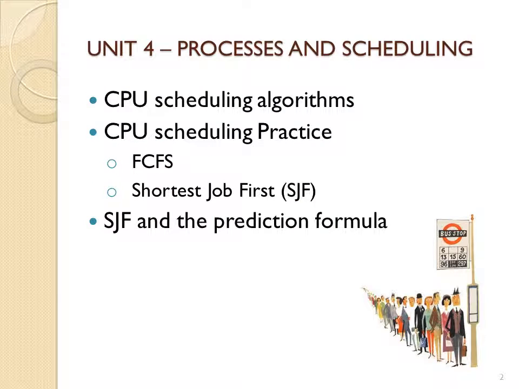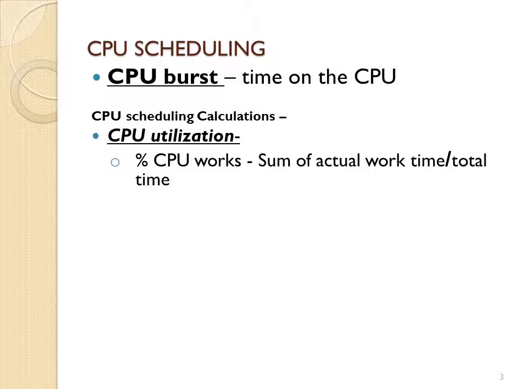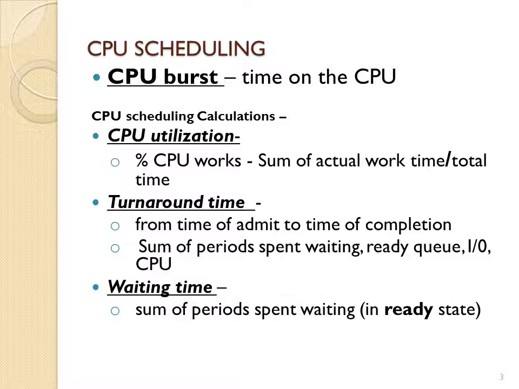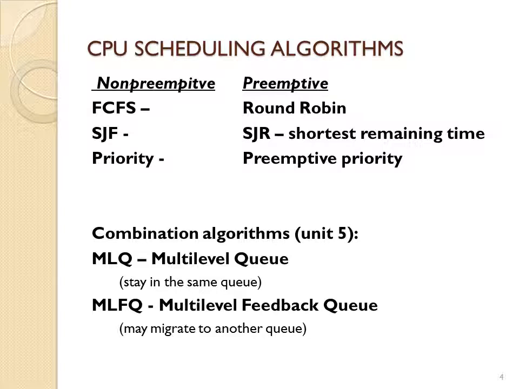Today we're going to do CPU scheduling and first come, first serve, and shortest job first. So just to remember the calculations, we will be working with turnaround time, waiting time, and response time. Only in our situation, waiting time and response time will be the same thing because the processes will only wait one time.